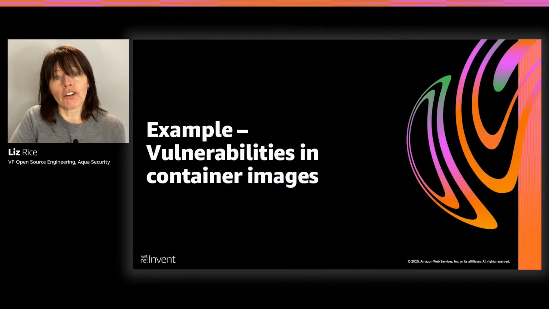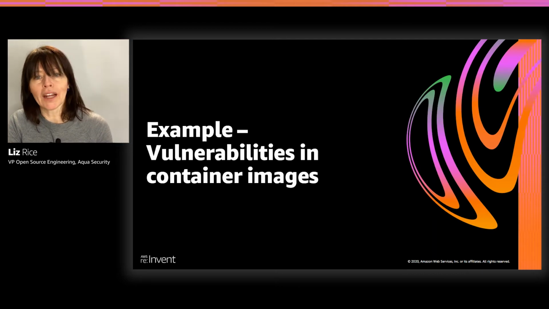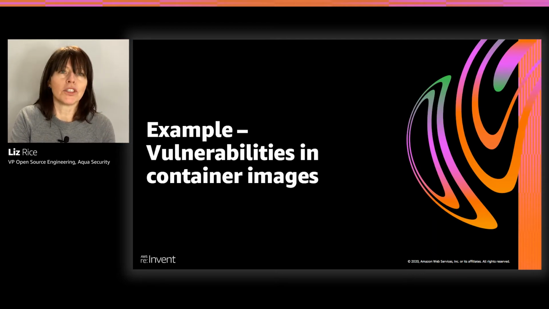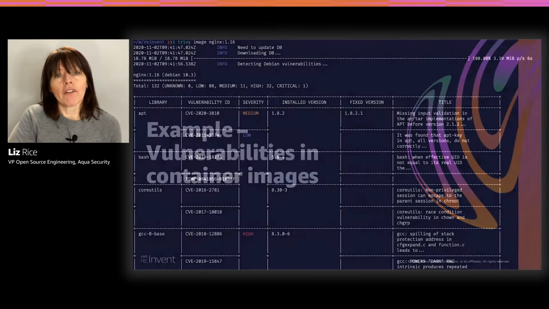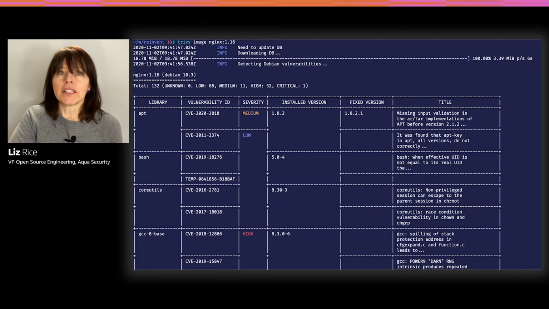To make this more concrete, let's look at the results of scanning an image that has some vulnerabilities. I'm going to show you some output in human readable table format. Typically, scanners also support machine readable formats like JSON as well. Here I'm using an open source scanner that's maintained by my team at Aqua called Trivy. I've run Trivy on a fairly old Nginx image, and it's found some significant vulnerabilities. It's found 1 critical and 32 high severity issues here.